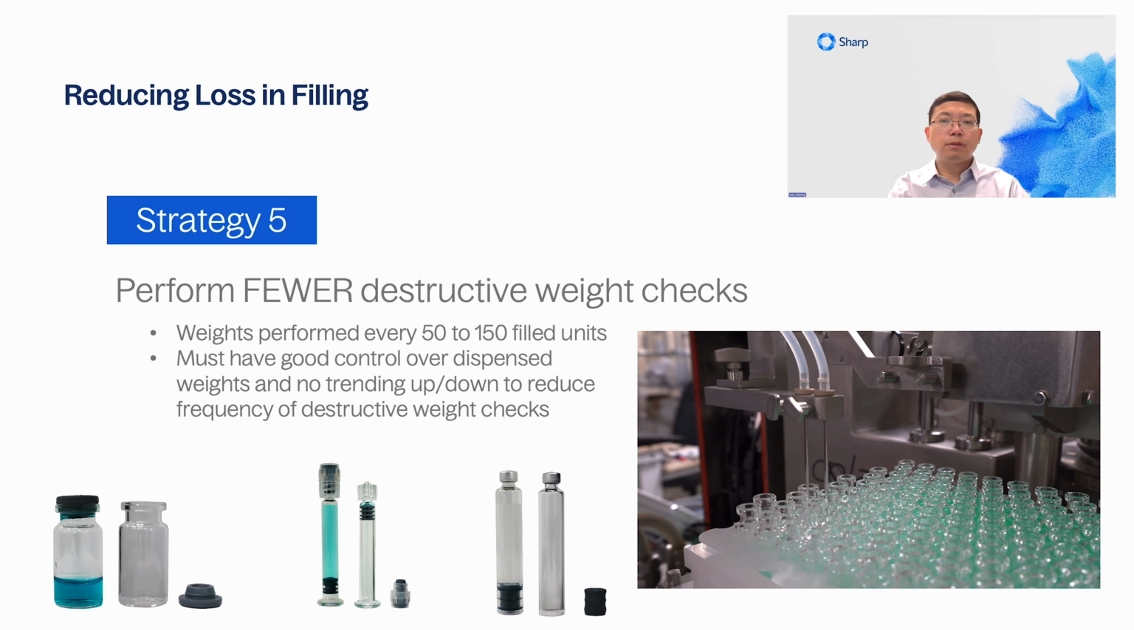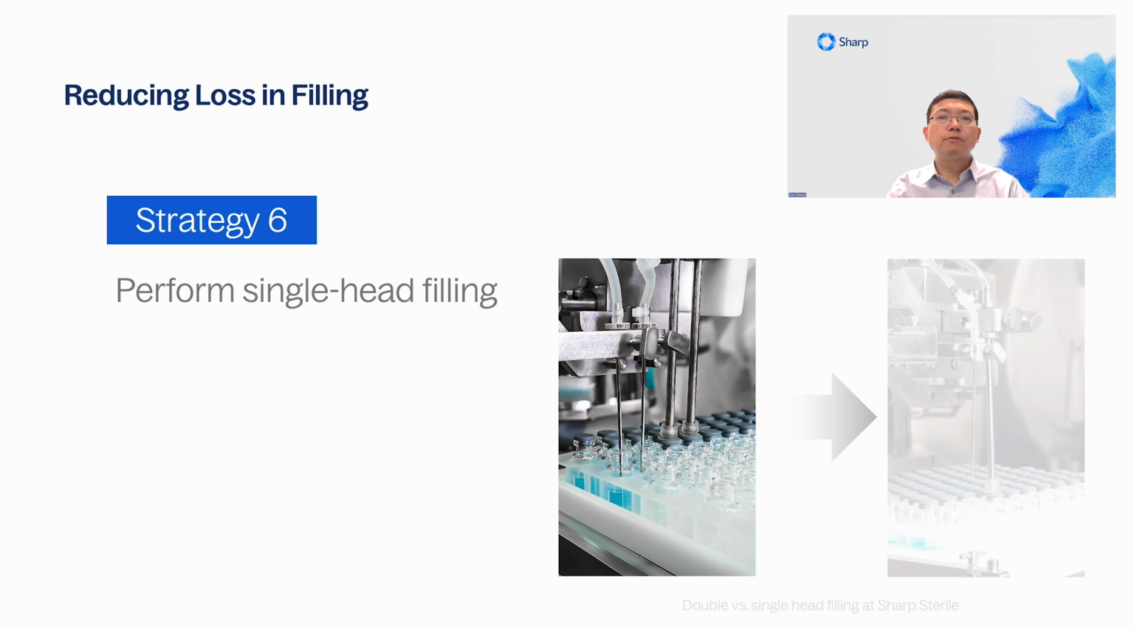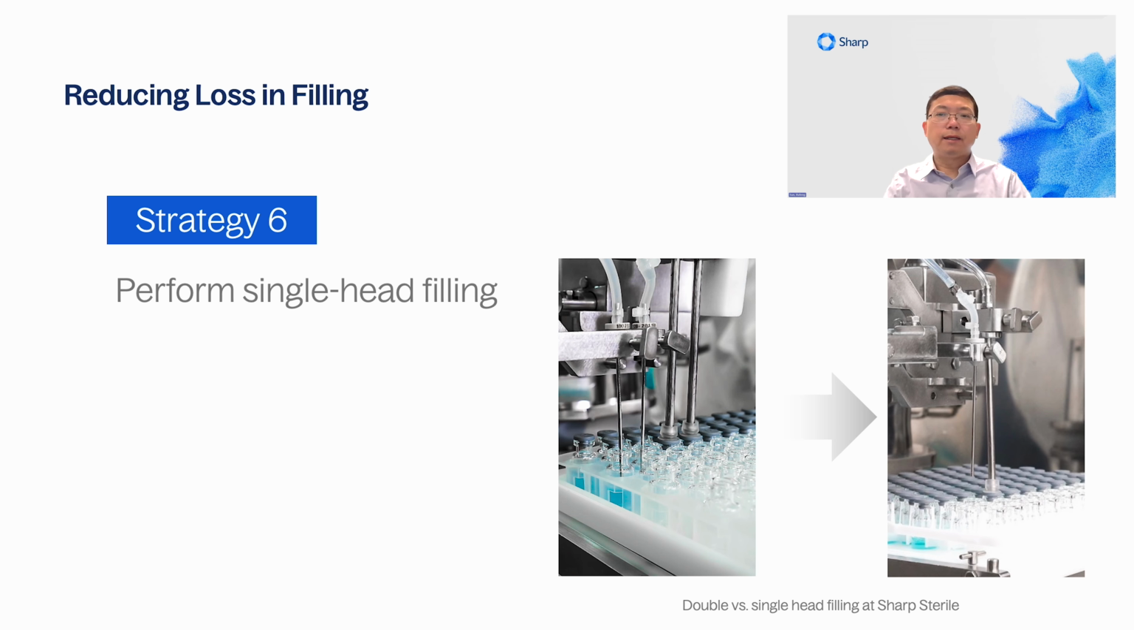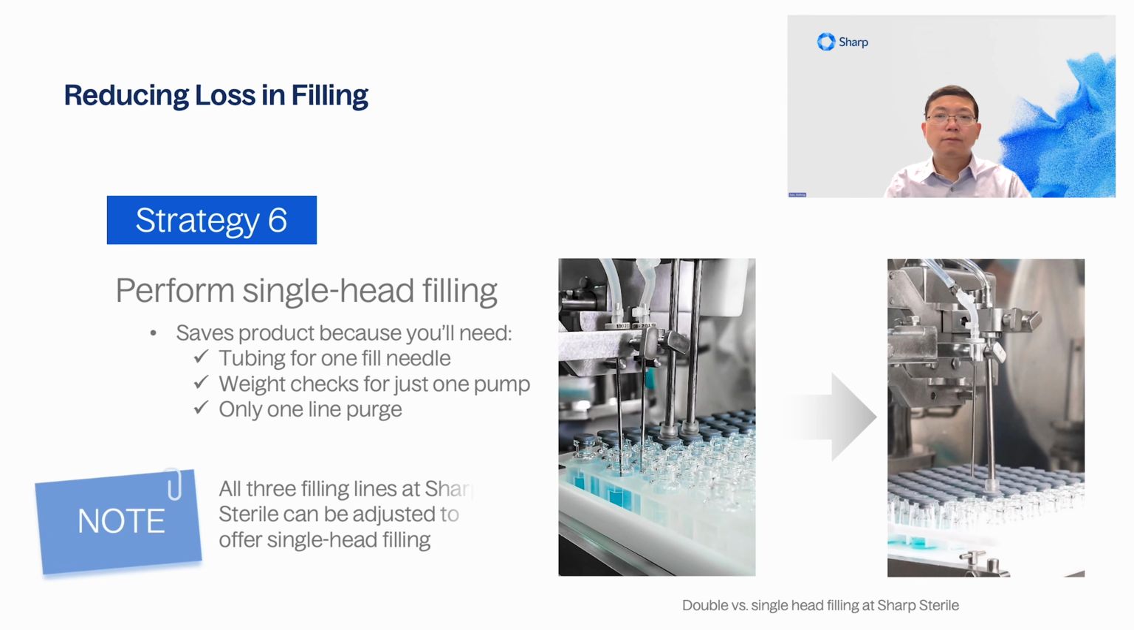Another great way to reduce product loss, and likely the best way to cut down the loss, is to perform single fill needle filling. If your lot size is small enough, then performing single needle filling will save a lot of product, because you will need the tubing for only one fill needle, and only one fill purge will be necessary. This significantly cuts product loss.